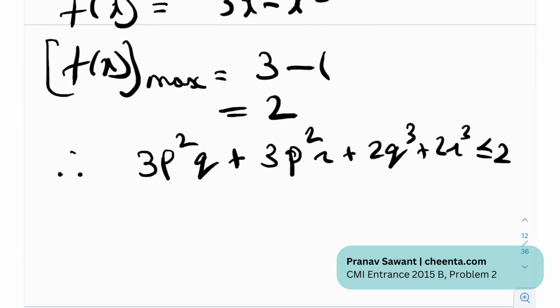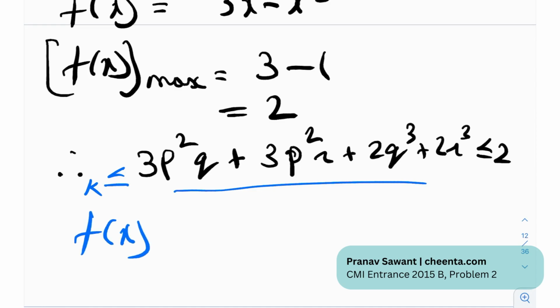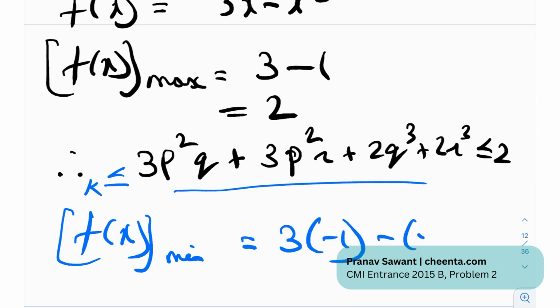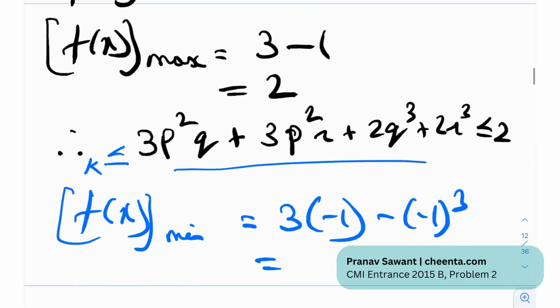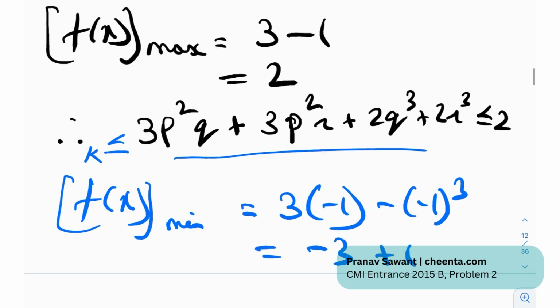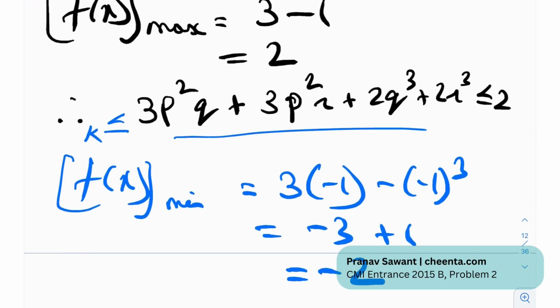Now for part B, we need to find out the minimum possible value. Or in other words, we kind of had to restrict this so that we get some certain value of k over here, right? And then k would be the smallest possible value of this quantity, right? And how are we going to find k? Well, we've done most of it actually. We just need to find the minima of this, and minima as it was at x equals minus 1, right? Minus of minus 1 cubed. So that will be equal to negative 3 plus 1. That will be equal to negative 2.